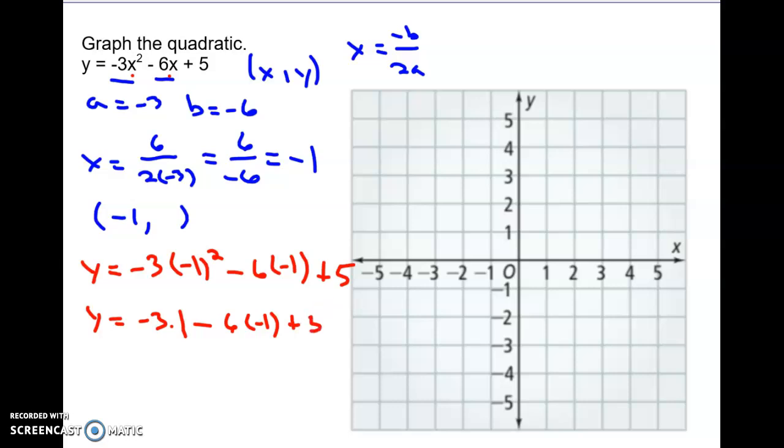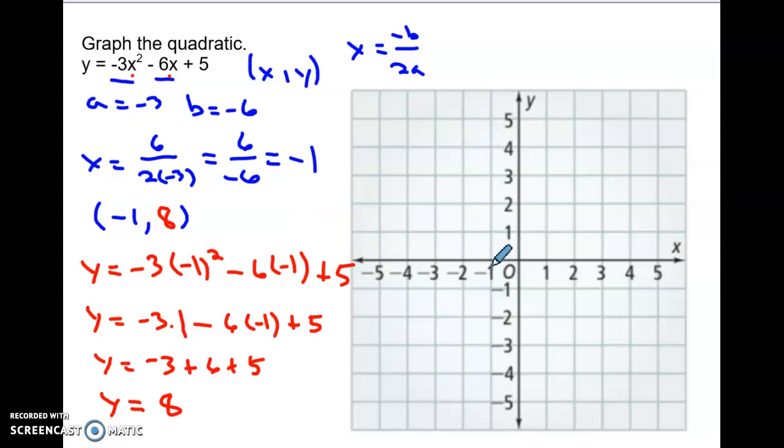Now do multiply step. So negative 3 times 1 is negative 3, and then negative 6 times negative 1 is going to become a plus 6, a plus 5 on the end. Okay, now go left to right and just add all these together. That would be a total of 8. Alright, and so that completes our vertex.